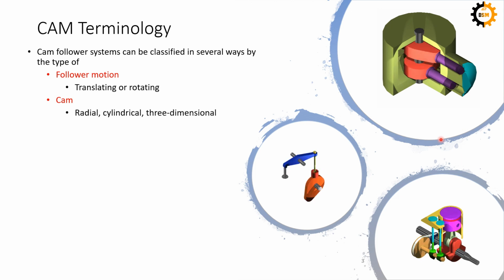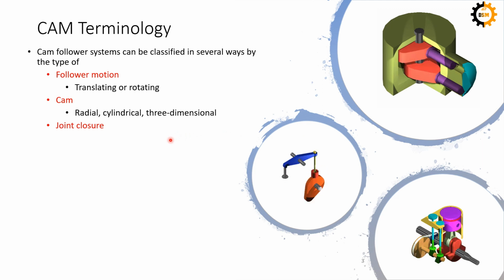Another way of classification of cam follower mechanism is based on the type of cam. So if the cam is radial, cylinder, or three-dimensional, there are three types based on the cam. In this example, all three cams are radial. It can also take the shape of a cylinder to give a path for the follower, and also if it is moving in three dimensions, it is known as a three-dimensional cam.